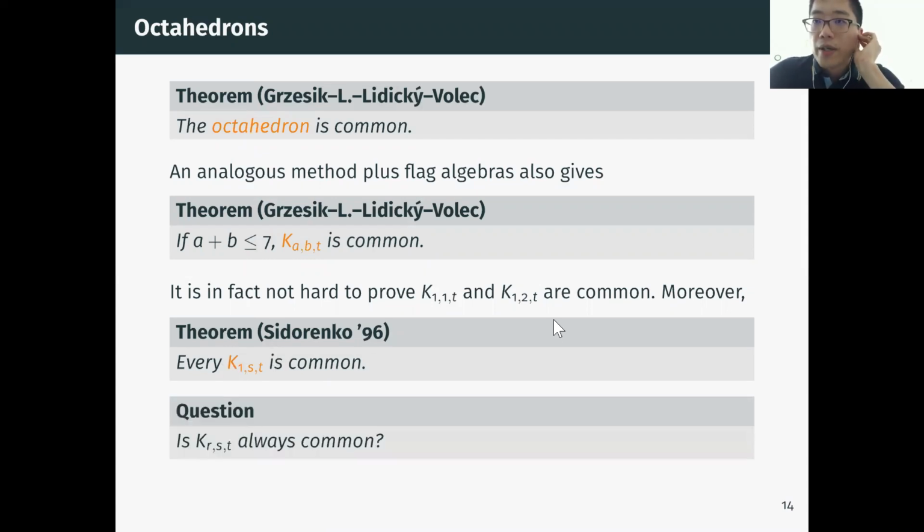So here's a question. Is every K_{r,s,t}, the complete tripartite graph, common? So we believe that the answer is yes. But so far, because of the subtlety of the rational function, we haven't seen a way to prove this question. Okay, so this is pretty much for the complete tripartite graphs. And let me move on to the third topic.